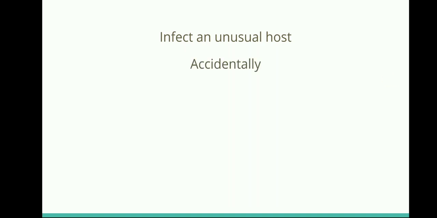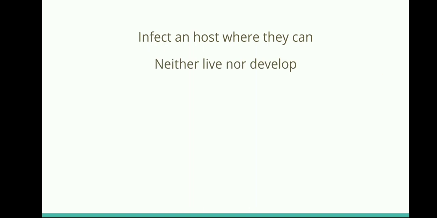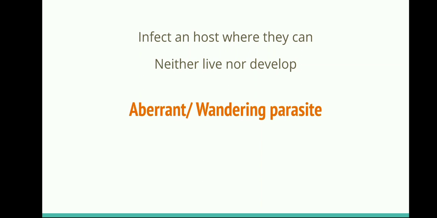Then, if the parasite accidentally infects an unusual host, which it doesn't usually attack, we call it an accidental or occasional parasite, like Echinococcus granulosus in humans. And if a parasite infects a host where it can neither live nor develop, we call it an aberrant or wandering parasite, like Toxocara in humans. So the difference between accidental and aberrant parasites is that they both attack an unusual host, but the accidental parasite can complete its life cycle in that host, but the aberrant parasite cannot.